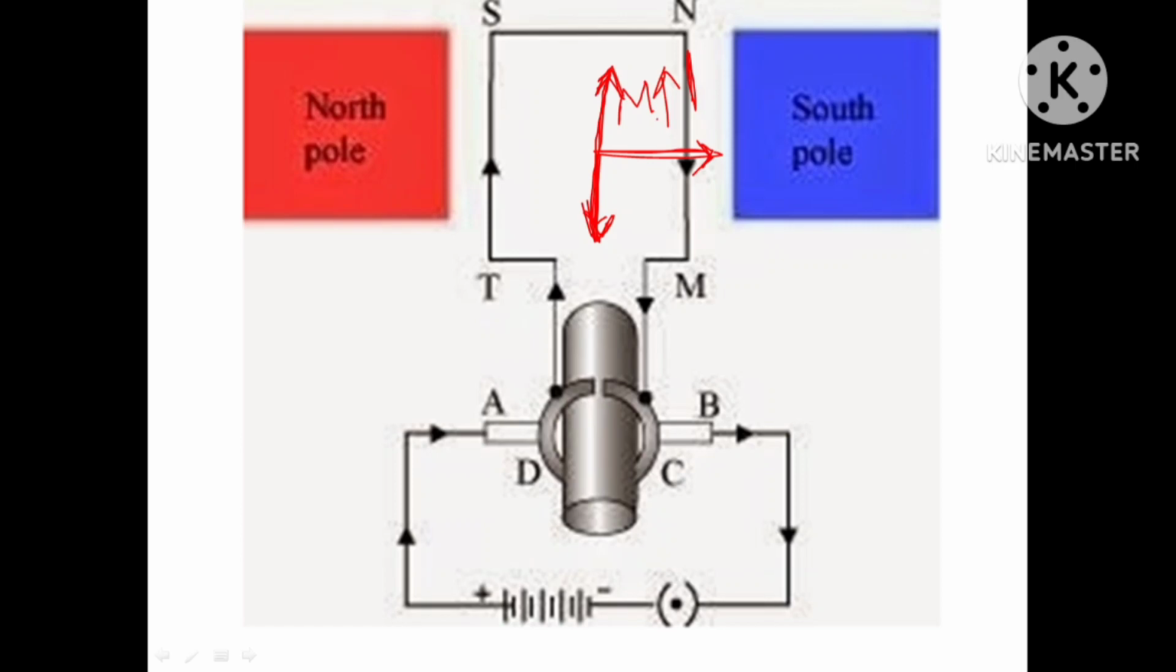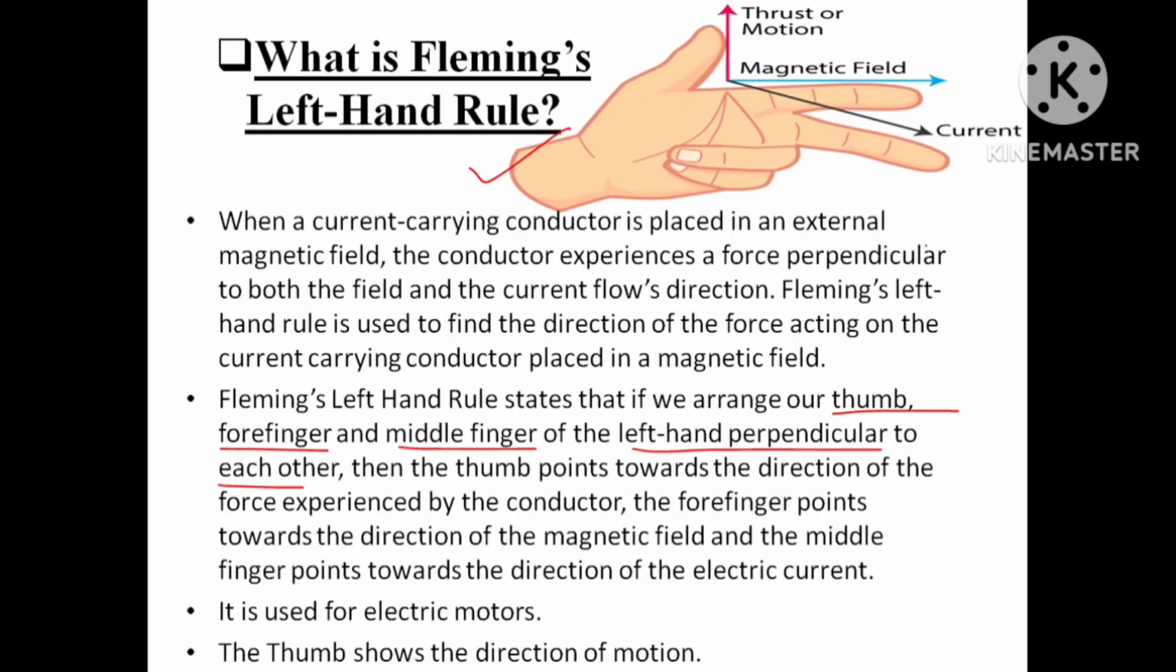So it is used in electrical motors. Why? In electrical motors we give current and the motion of the conductor happens. So to know the direction of motion of the conductor, we use Fleming's left hand rule. It is written here, it is used for electrical motors only. The thumb shows the direction of motion. See, this thumb shows the direction of motion.